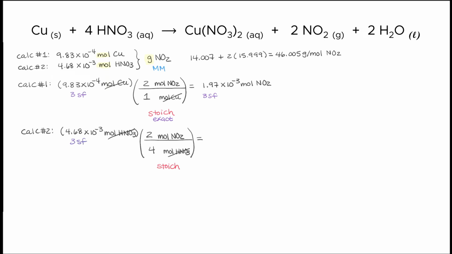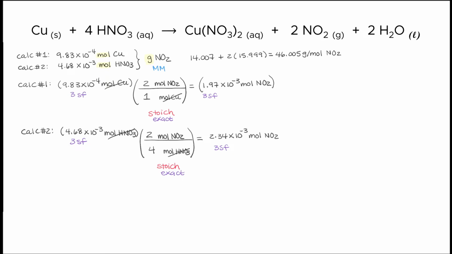We have 3 sig figs in the given value. Stoich is exact, so we'll round this calculated result to 3 sig figs. So doing the math, 4.68 times 10 to the negative 3 times 2 divided by 4 gives us 2.34 times 10 to the negative 3 moles of NO2. So now we compare the two values to see which one is lower, and that will be our theoretical yield in moles, and that is 1.97 times 10 to the negative 3 moles of NO2.